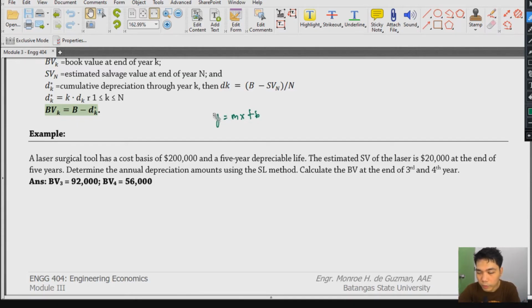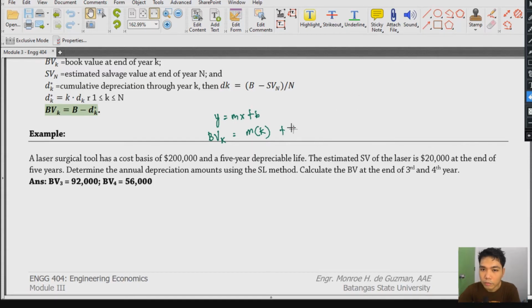So from this, what is our y? The y is actually your book value, so it's the book value sub k. This k depends on the time of the year, so this k would also be your x. This is the slope, that's m, and then you could say that this is k, and then plus the book value when you have, of course, your time 0. So it's the initial amount.